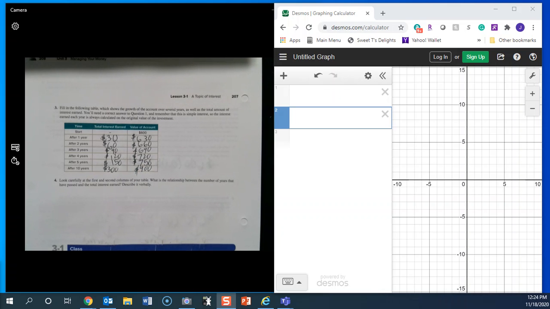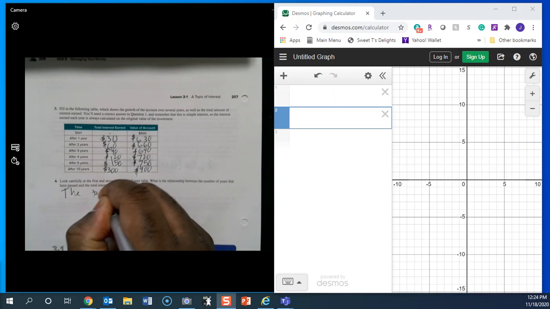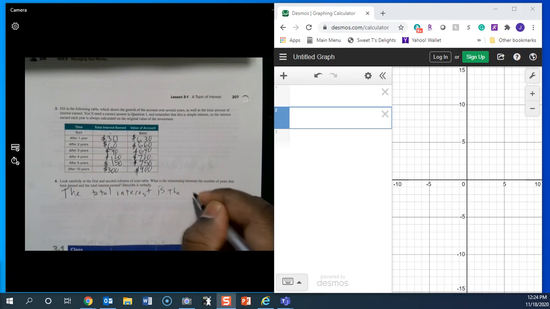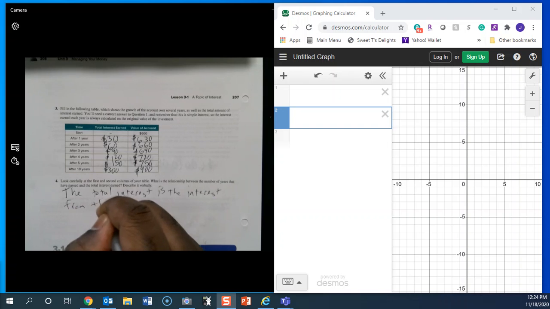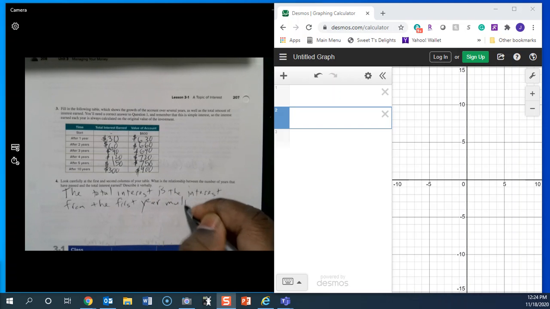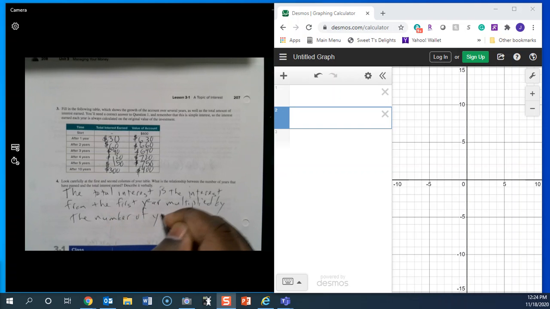Now, it says, look carefully at the first and second columns of your table. What is the relationship between the number of years that have passed and the total interest earned? Describe it verbally. The total interest is the interest from the first year multiplied by the number of years.